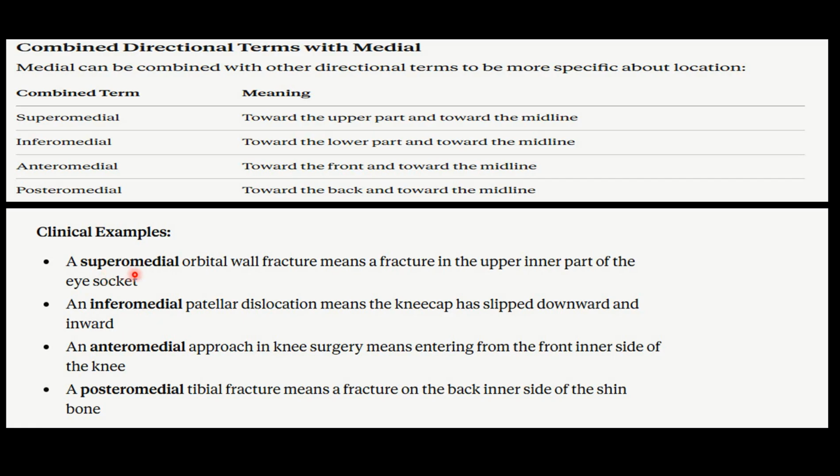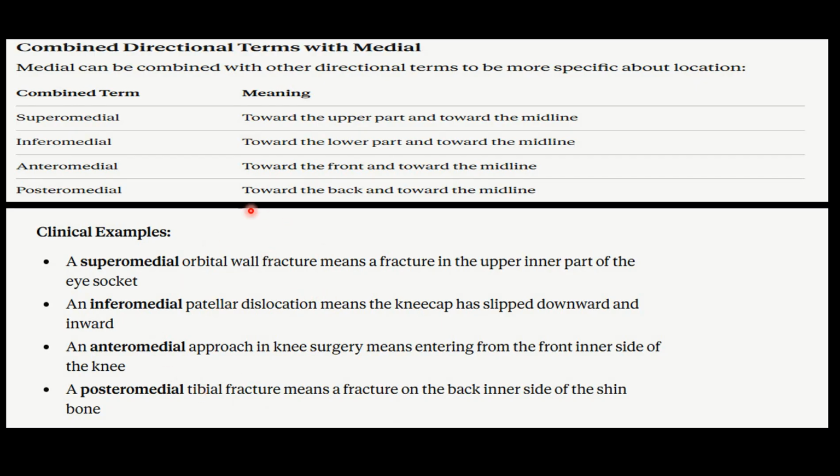The first example says a superomedial orbital wall fracture. That means a fracture in the upper inner part of the eye socket. Clear? Then we have an inferomedial patellar dislocation, which means the kneecap has slipped downward and inward. The third says an anteromedial approach in knee surgery, which means entering from the front inner side of the knee. A posteromedial tibial fracture means a fracture on the back inner side of the shin bone.